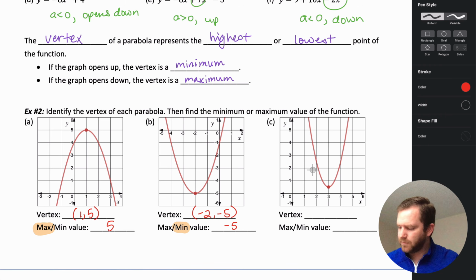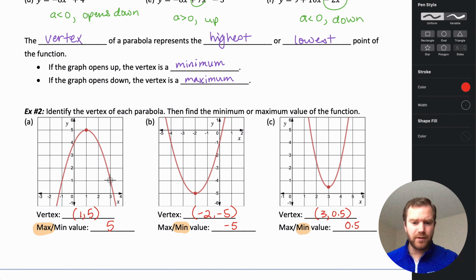And then this last one, again, it opens up, so we're going to have a minimum. The x-coordinate here is 3, and the y-coordinate is not at a whole number. I just happen to know that it is exactly halfway, so the y-coordinate is 0.5. So what is our minimum value? Well, our minimum value is going to be 0.5.